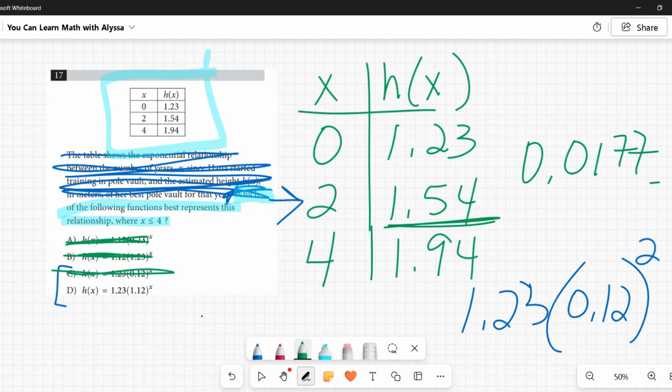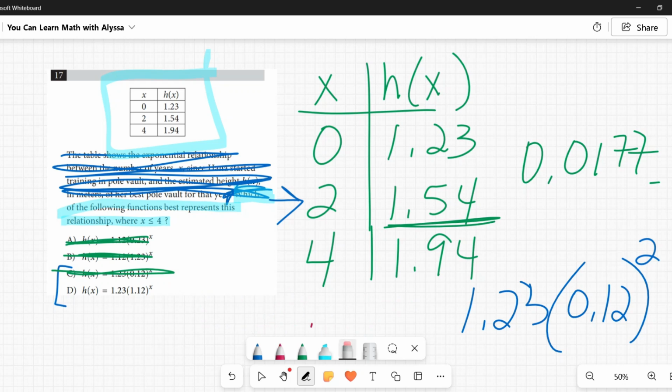And if I'm unsure about that, and I have the time, absolutely, I can plug it in there and do that math. 1.23 times 1.12 to the power of my x is 2. 1.12 times 1.12 times 1.23. Ding, ding, ding. I get 1.54. Confirmed. D is my answer.